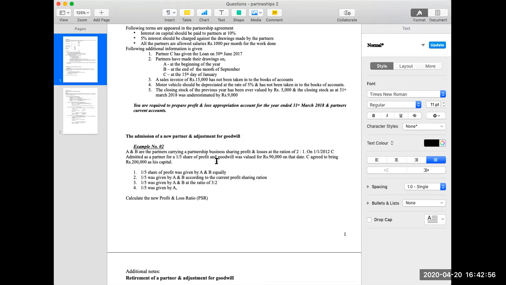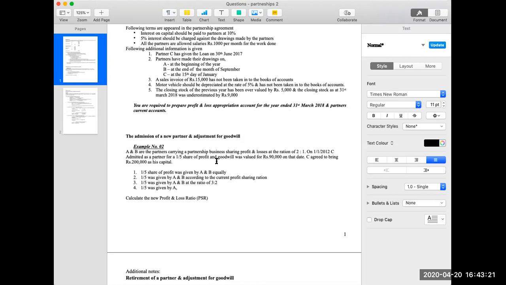3, 1/5 was given by A and B at the ratio of 3 to 2. Fourth scenario is 1/5 was given by A, completely given by A. Now you have to calculate the new profit and loss sharing ratio according to the 4 scenarios given.